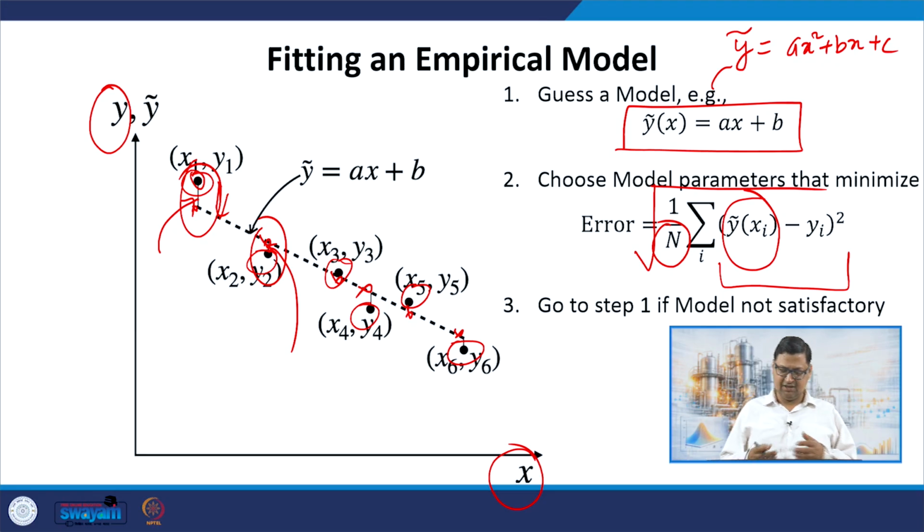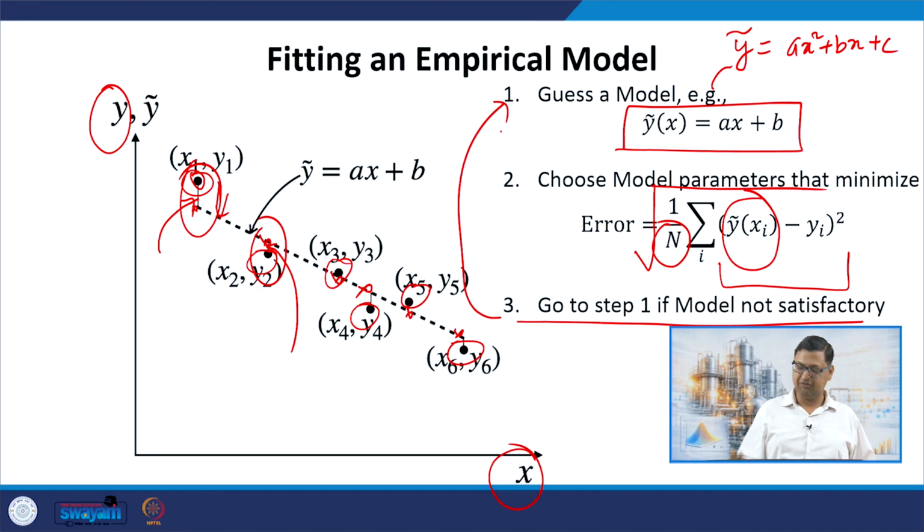Clearly we do not expect that we will get a 0 error, because experimental data also may have some errors. But if the error is small, we can say that the model is providing a very good fit, right. That is the reason I am saying that we go back to step 1 if my error is large. In that case, I probably need to change my model.